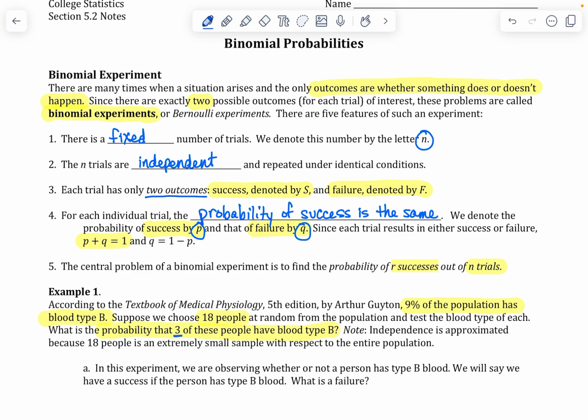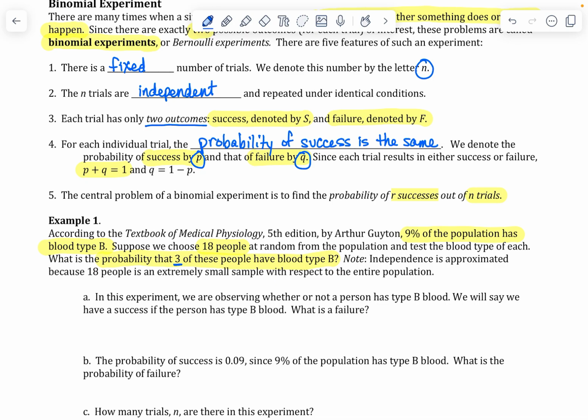So in this experiment, we're observing whether or not they have type B blood. We call that a success, right? So if you have type B blood, you're considered a success. Then obviously the failure is that they don't have type B blood, right? A person does not have type B blood. Pretty straightforward, okay?